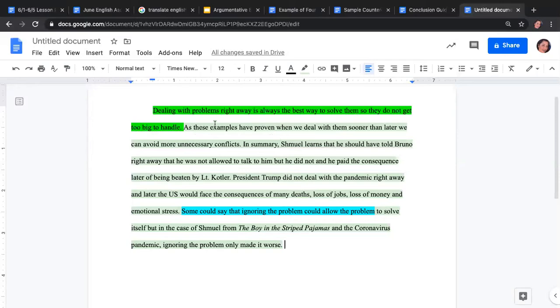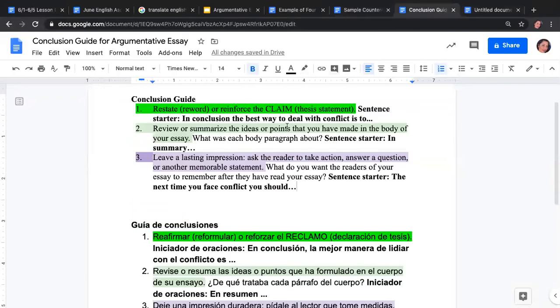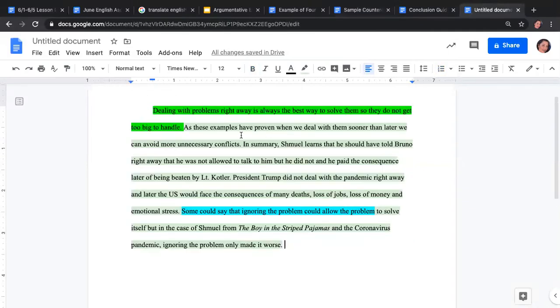So now that I've done the first two steps, let me go back to the conclusion guide. So I restated and reinforced my claim. Then I reviewed all my points. So that is all of this right here in the light green, reviewing my body paragraphs, what I said basically. And I have kind of a shortcut, a conclusion paragraph writing hack. I just looked at the end. I looked at my concluding sentence.